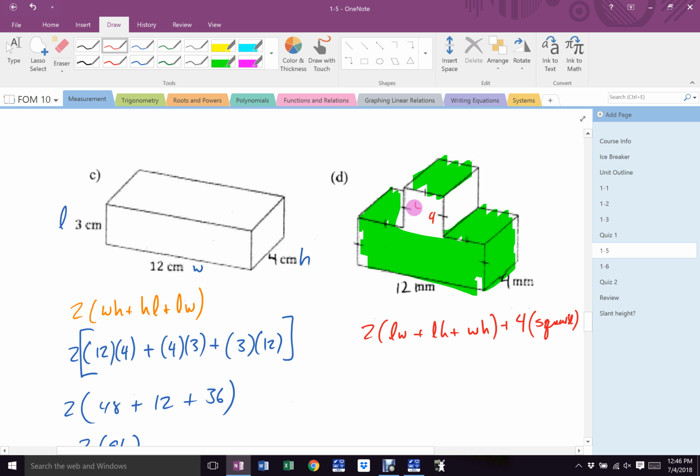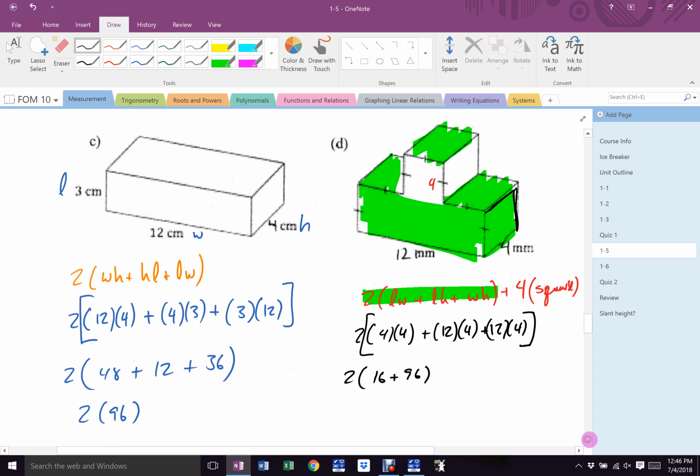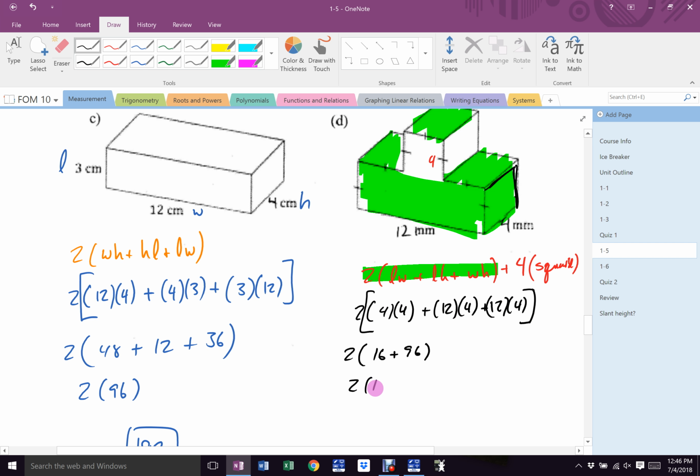So, the green part is right here. So all I got to do is fill it in. L times W, it doesn't matter. 4 times 4. That covers this guy. Plus, the other two are 12 times 4, and 12 times 4. Which is 16 plus 96, which is 2 times 112, which is 224. And that's all the green stuff.